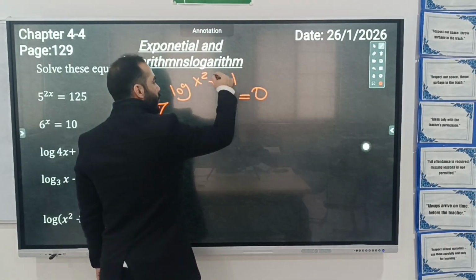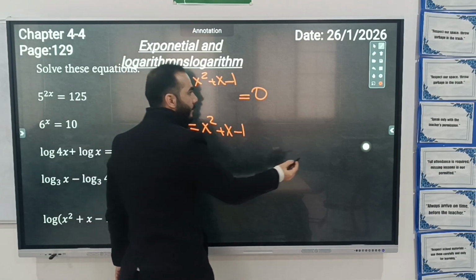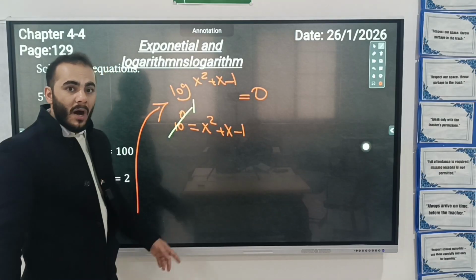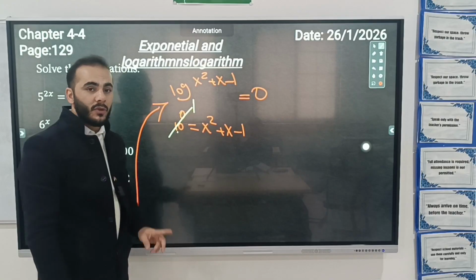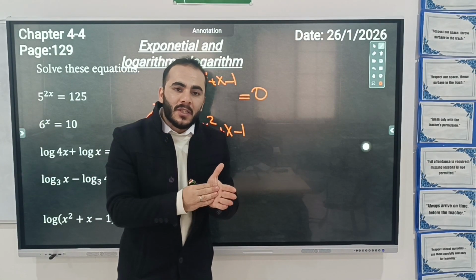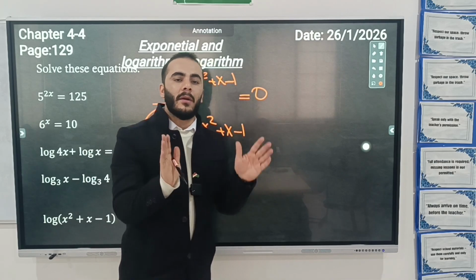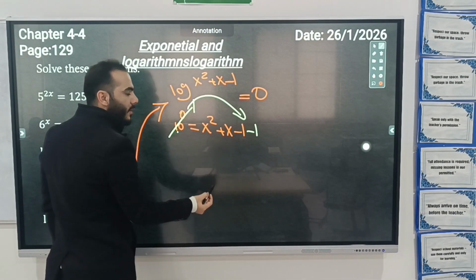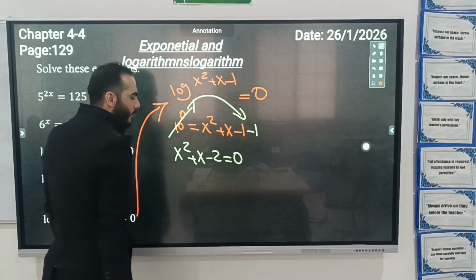So 10 powered by 0 equals to this. 10 powered by 0 equals to x squared plus x minus 1. Alright, 10 powered by 0 equals to 1. Be careful. Some people are writing 10 or 0. Not correct. Number powered by 0 equals to 1. Now, to solve quadratic equations, we need to make one side 0. Move everything to the other side, to the side of the x squared. x squared is in this side. Move this one here. So it's going to become negative 1. So we are going to have x squared plus x minus 2 equals to 0.